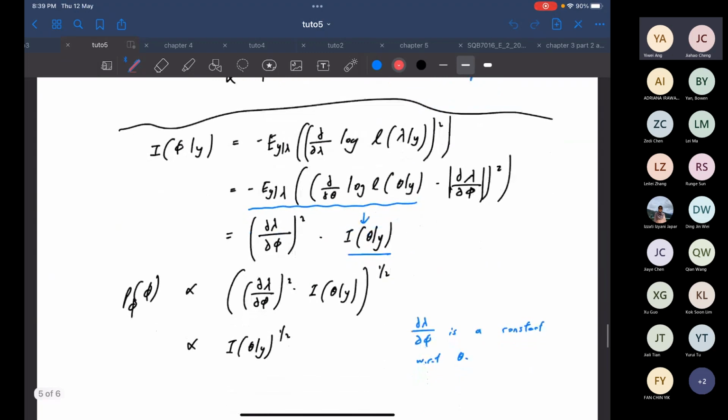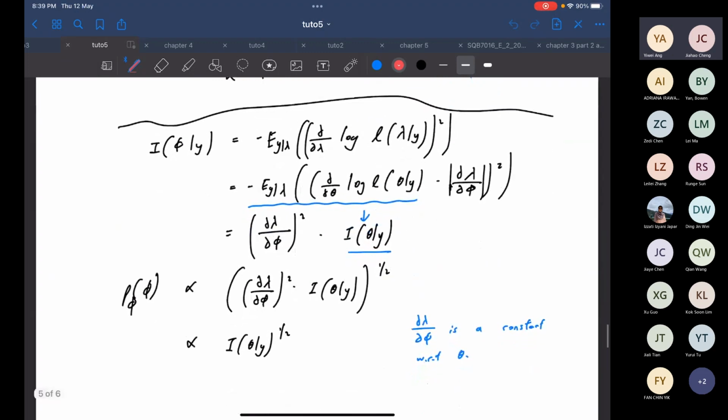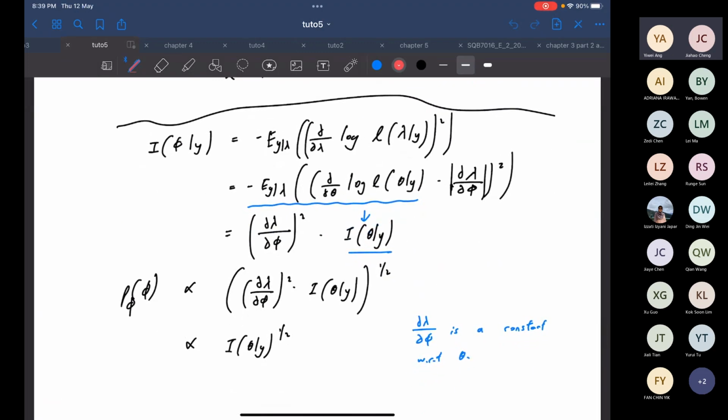I just copied from the lecture notes. Basically, it's to get everything in terms of phi, and finally, there's a part of d lambda d phi squared which can be pulled out from the equations, and it is a constant in terms of phi, so it's proportional, which means that it has the invariance property.